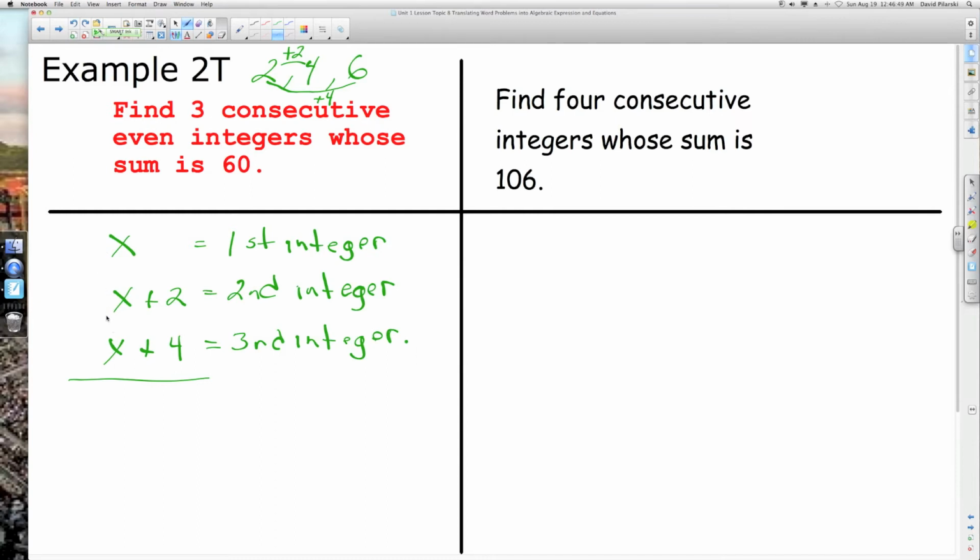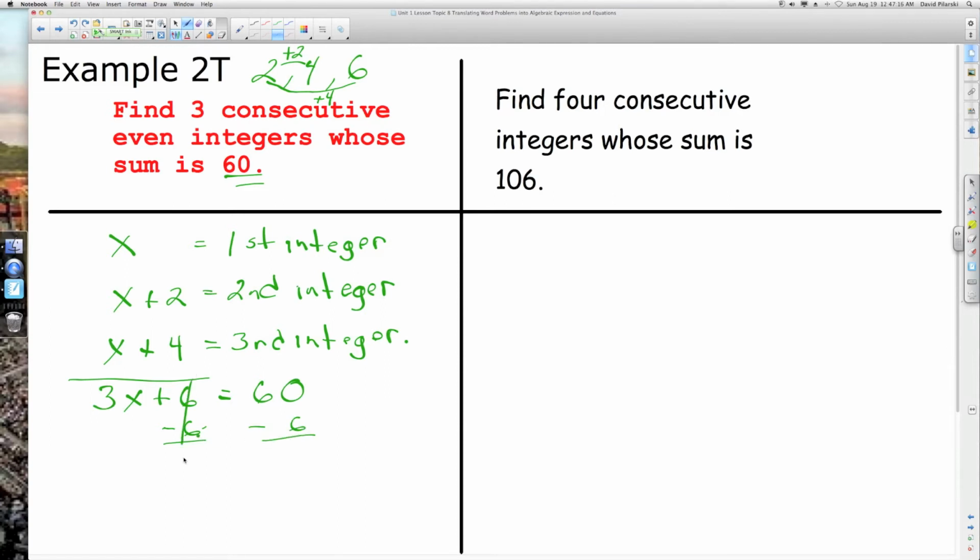1x plus 1x plus 1x gives 3x. 2 plus 4 is 6. That gives us 3x plus 6. And that's our sum, 60. Now we have a very simple 2-step equation to solve. We are multiplying x by 3, and then we are adding 6. That's the do. So the undo would be subtract 6 from both sides.